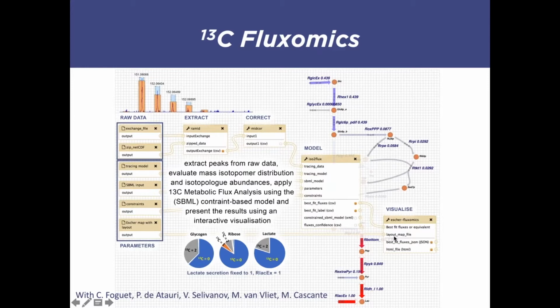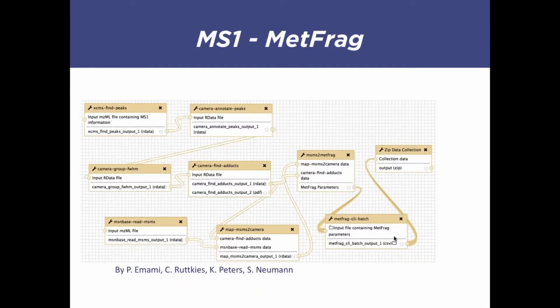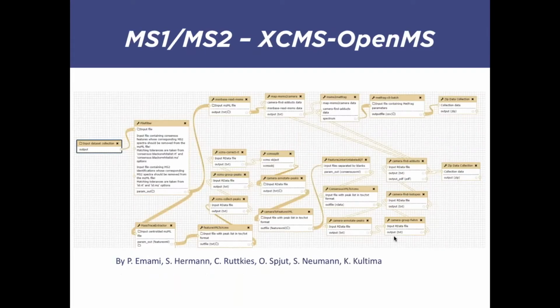and the visualization for them. We have more examples, for example, for mass spectrometry, the MetFrag pipeline, which was created by our collaborators at the Stefan Neumann's group in IPB Halle. We have a more exquisite workflow for analyzing jointly MS1 and MS2 data, where you can actually cherry pick modules between XCMS and OpenMS, again developed by our collaborators at IPB and our collaborators at Uppsala.